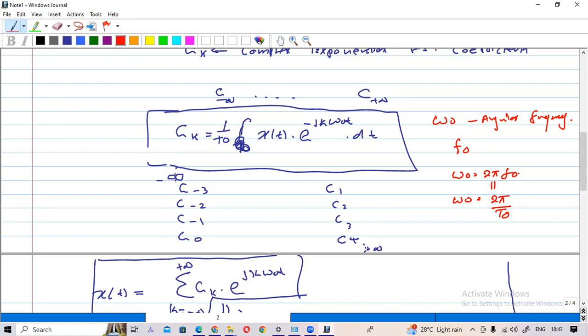So this and this equation are identical. F naught is equal to 1 by T naught. This is for a continuous time sequence, so this omega is angular frequency. And if you want to find the frequency, you can use this identity. Actually, if you want to find f naught, that is equal to omega naught divided by 2π. Omega naught divided by 2π is equal to f naught, so cross multiplying, f naught is equal to omega naught over 2π.